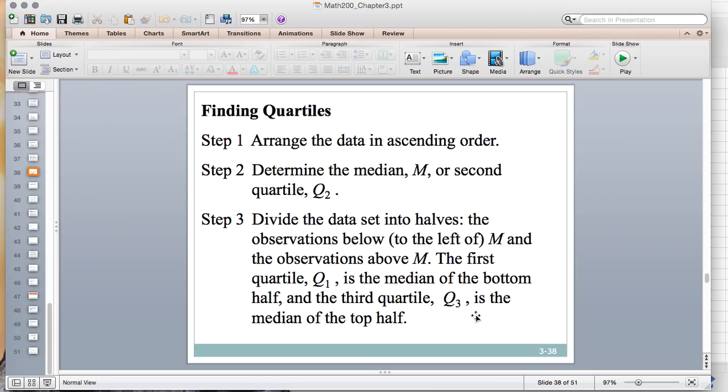So if you want to find quartiles by hand, you can do this. It's pretty easy. We can also use StatCrunch to do it. I'll show you guys that in just a minute.